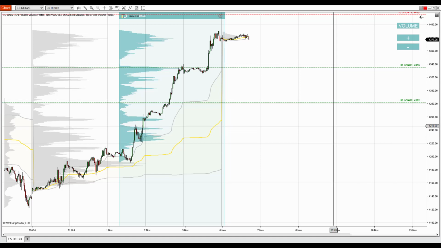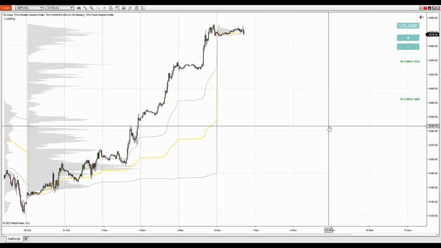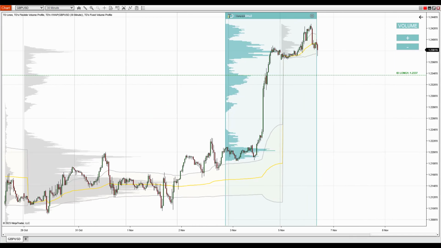All right, so that's for the ES. Let me now switch over to the British pound. On the British pound, there is a nice trend setup. Again, there was a strong uptrend with a significant volume zone in here.